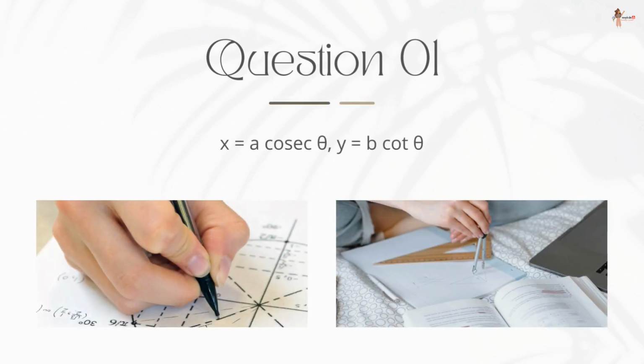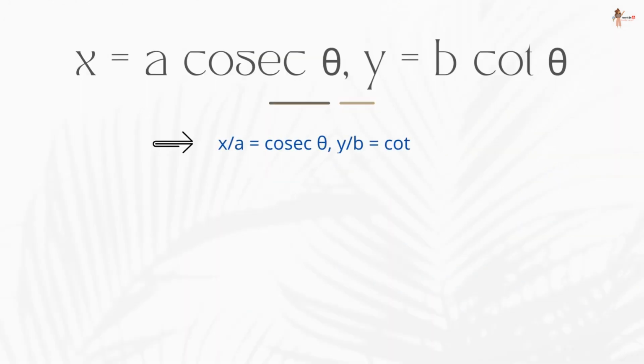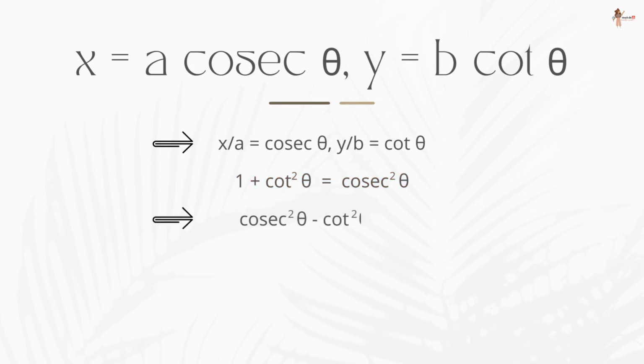For example, this question says x is equal to a cosec theta and y is equal to b cot theta. This implies that x by a is equal to cosec theta and y by b is equal to cot theta. Now, what identity accommodates both cosec theta and cot theta? Well, it is 1 plus cot square theta is equal to cosec square theta, which implies that cosec square theta minus cot square theta is equal to 1.